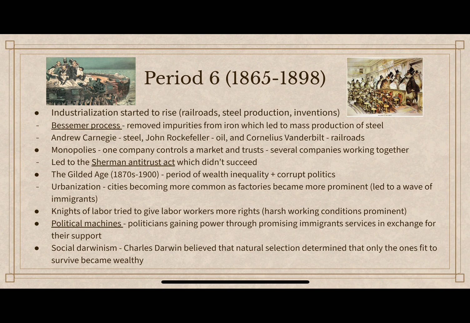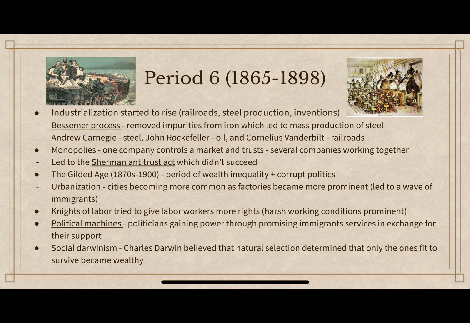Three big business owners that you should remember are Andrew Carnegie, who was all about steel, John Rockefeller, oil, and Cornelius Vanderbilt, railroads. So, the reason that these three men are really important is because their companies were notorious for being monopolies, which is where one company controls a whole market. And another thing that existed during this time were trusts, which is when several companies work together. These two things were extremely bad during this time because they decreased competition. This then led to the Sherman Antitrust Act, which didn't succeed, but it tried to make monopolies and trusts basically illegal.